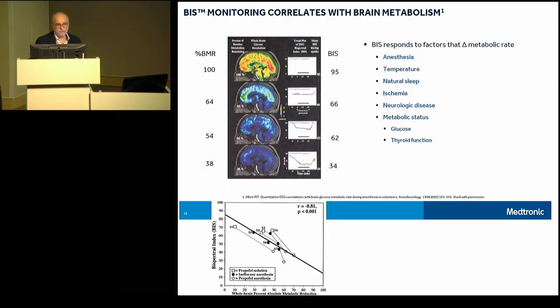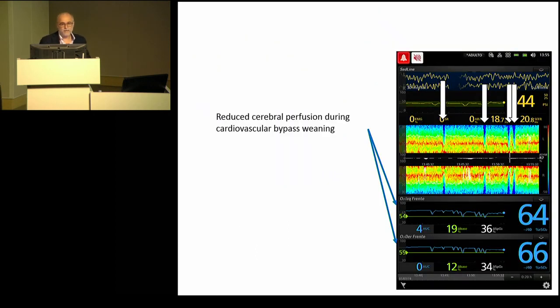We know, as I said before, that the EEG is modified by the metabolic rate of the brain. For example, anesthesia changes the metabolic rate of the brain, so it alters the EEG, but also the changes in temperature, the changes in neurological disease, the changes in metabolic status, and also the changes in ischemia. You see, as the blood flow goes down, then the EEG goes down, and the activity is reduced. And we can see nice examples.